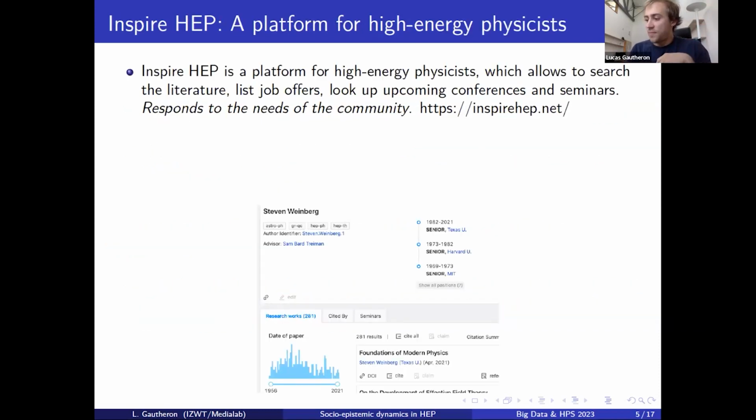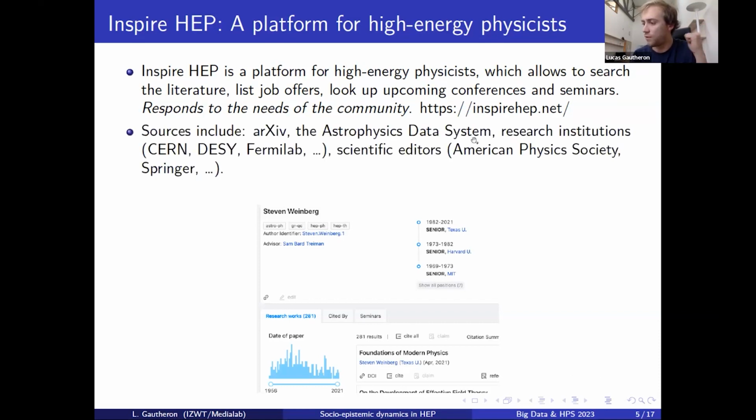Inspire HEP is a platform for high-energy physicists, which allows them to search the literature, list job offers, and look up upcoming conferences and seminars. So it really responds to the needs of the community. It includes a wide variety of sources for the literature. arXiv is the main source, but it also gathers data from scientific editors. I do not know the precise amount, but it contains nearly 2 million records with a decent coverage of years 1980 to 2020. Some might say this qualifies as big data.